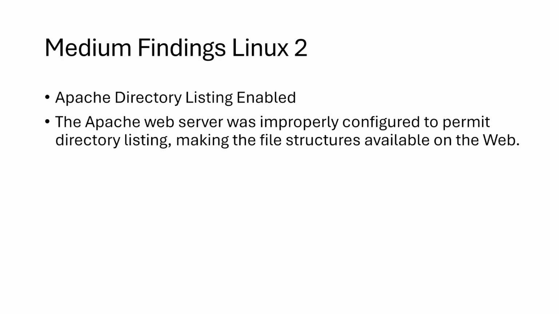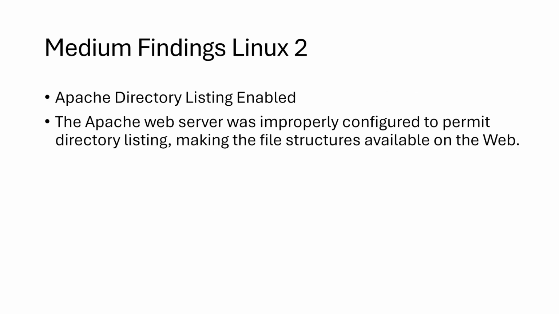So now these are the medium findings for Linux 2. Apache directory listing enabled. The Apache web server was improperly configured to permit directory listing, which in turn was making the file structures available on the web.